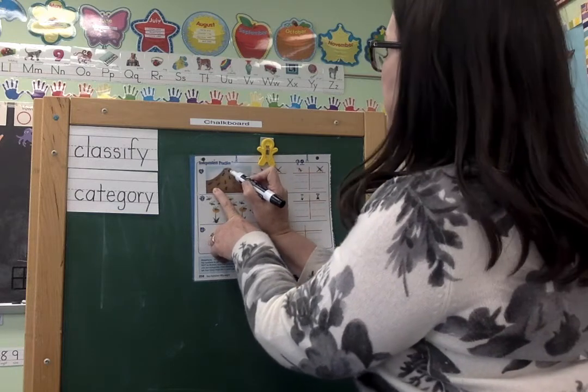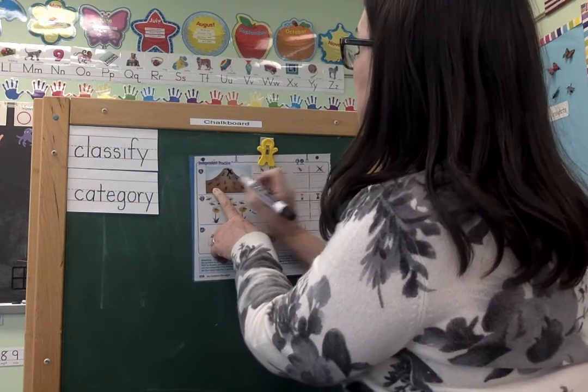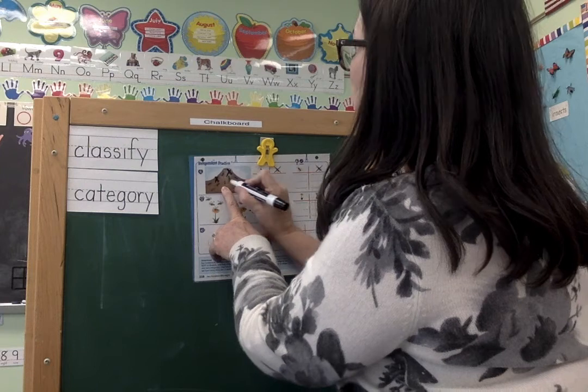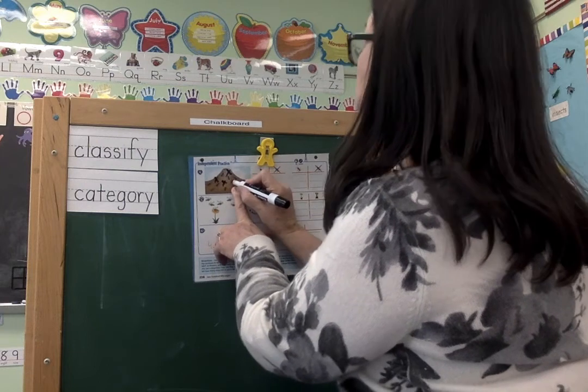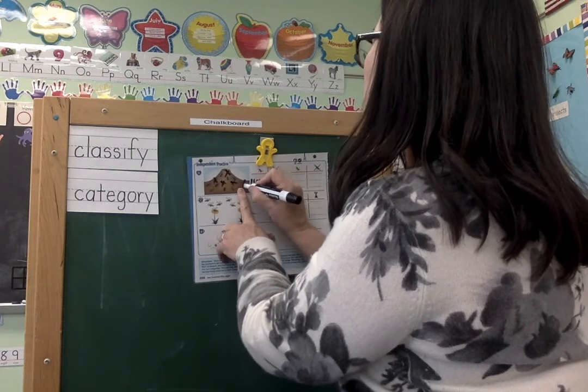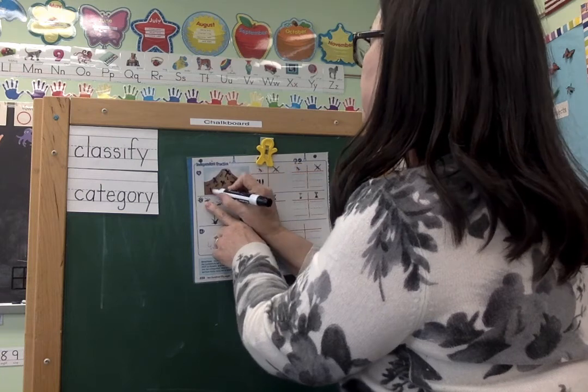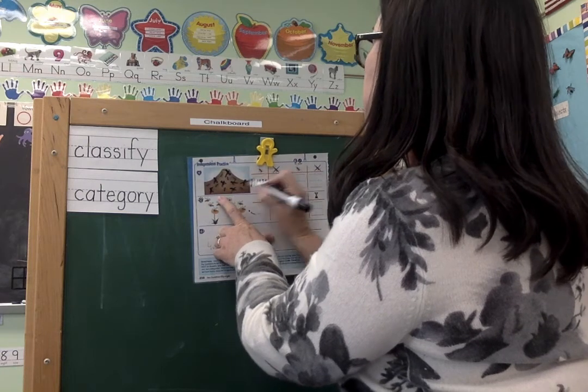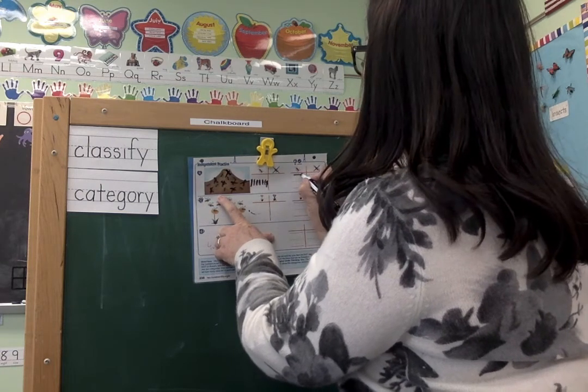So let's start at the top of the ant hill. 1, 2, 3, 4, 5, 6, 7. And I'm going to write the number 7.